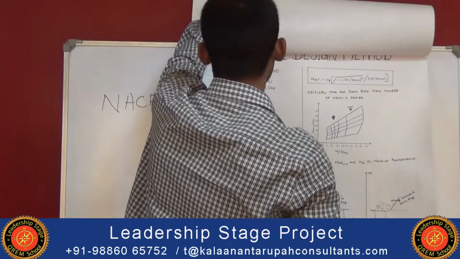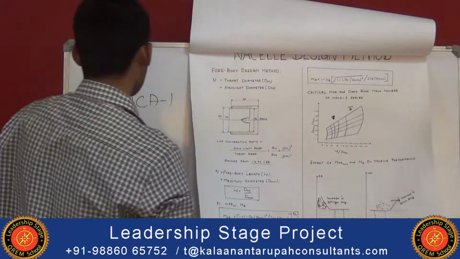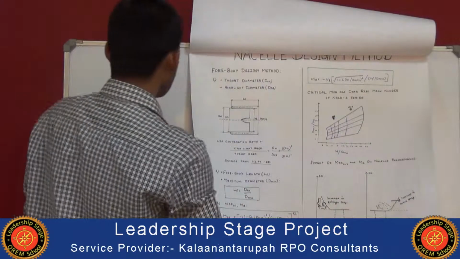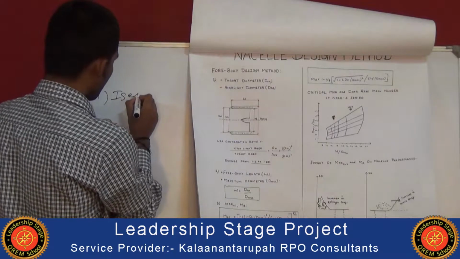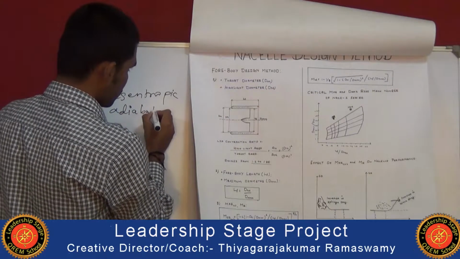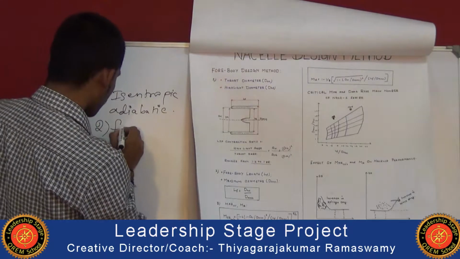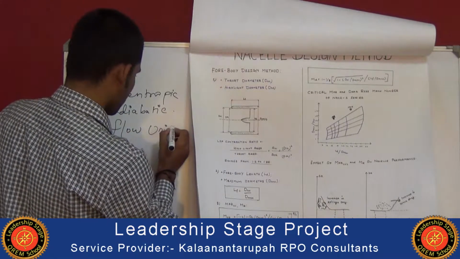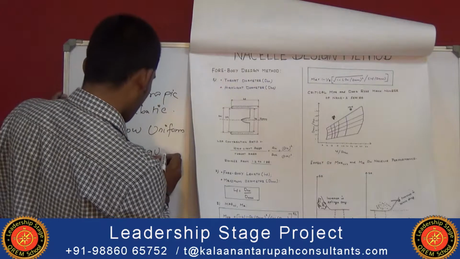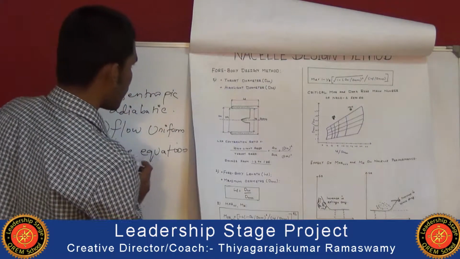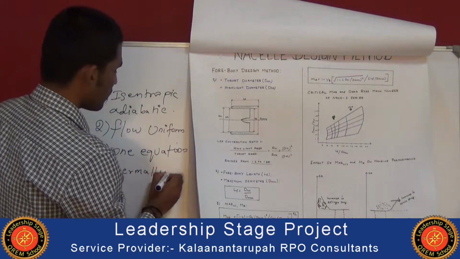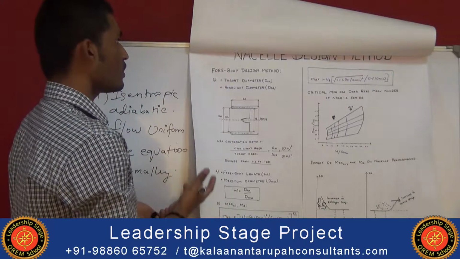Next one is nacelle design method. Before designing the nacelle structure, what are the things we are going to consider for the designing purpose? First one is the material should be isentropic as well as adiabatic, and the flow should be uniform flow. And it has a one-dimensional equation for estimating the drag as well as the lift of the aircraft. And the material should be thermally perfect. These are the assumptions we are going to consider for the designing of nacelle structure.